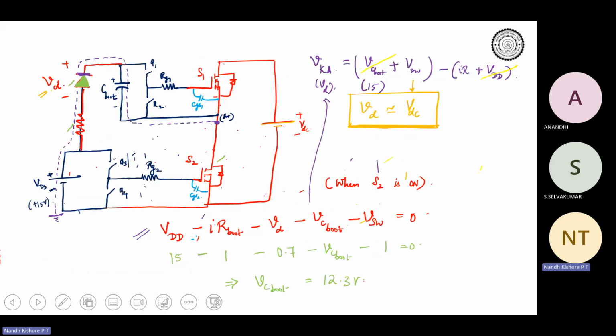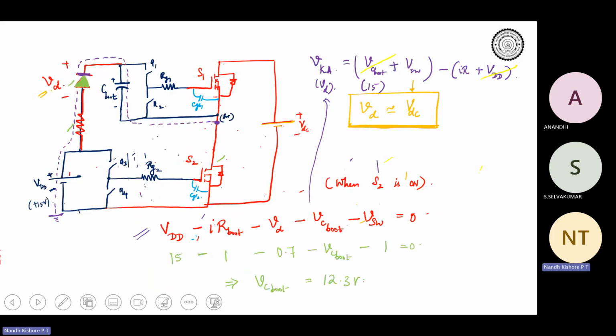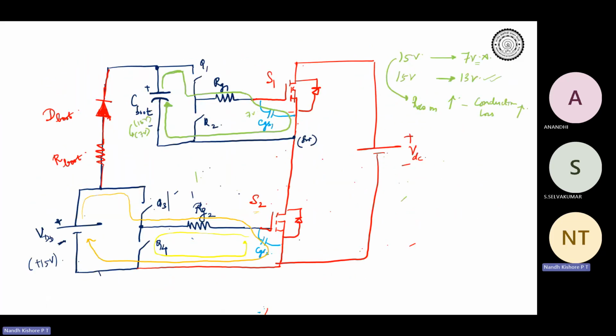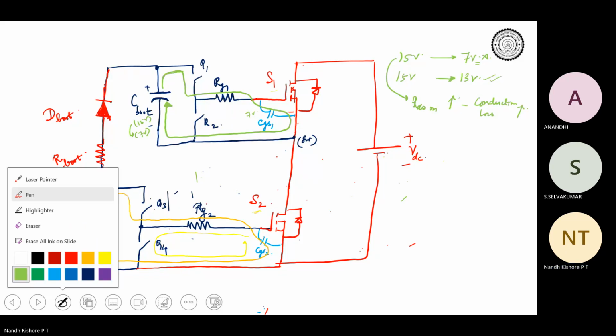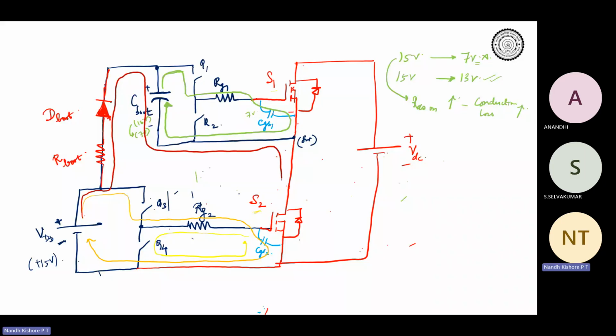And for S1, for the topside device, we saw that there is a bootstrap capacitance, right? So when S1 is turned off, that is when S2 is turned on, we also have a path for the capacitance to charge up. The charging path was from VDD, it goes through C boot and flows through the channel of S2 and back to VDD, right? This is the charging path for C boot.